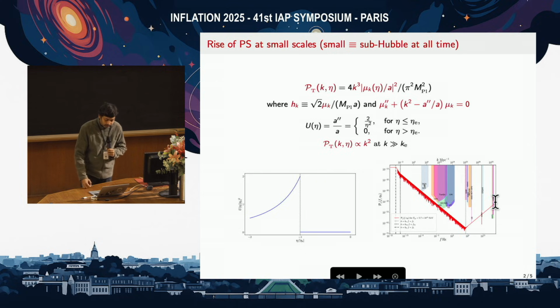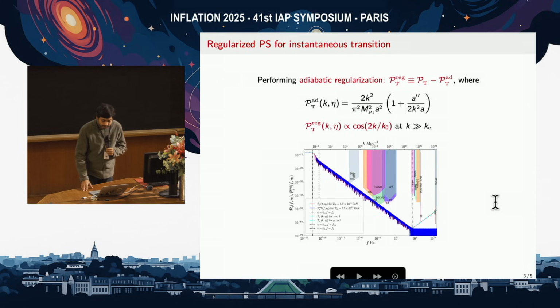And also for theoretical reasons, we know that we need to regularize the power spectrum for the primary gravitational waves. The usual way to regularize it is adiabatic regularization. Adiabatic regularization is calculating the adiabatic power spectrum up to second adiabatic order, and subtracting it from the power spectrum that we calculated before. If we do that, then we can see that the k-square growth of the power spectrum at small scales is gone, and we get an oscillatory power spectrum at small scales.